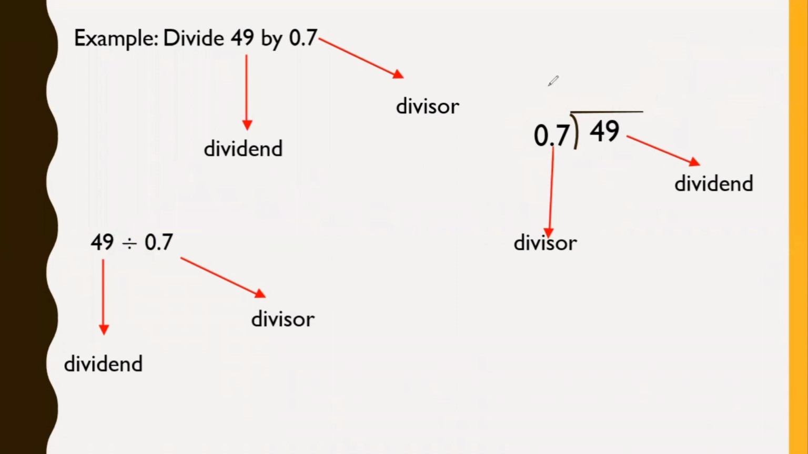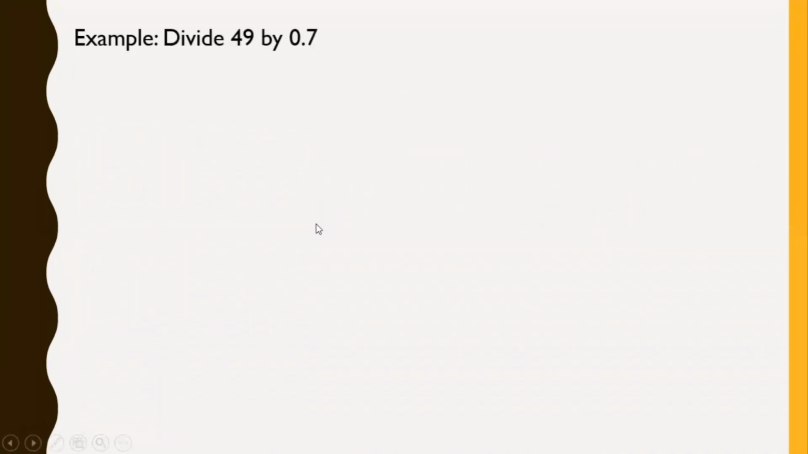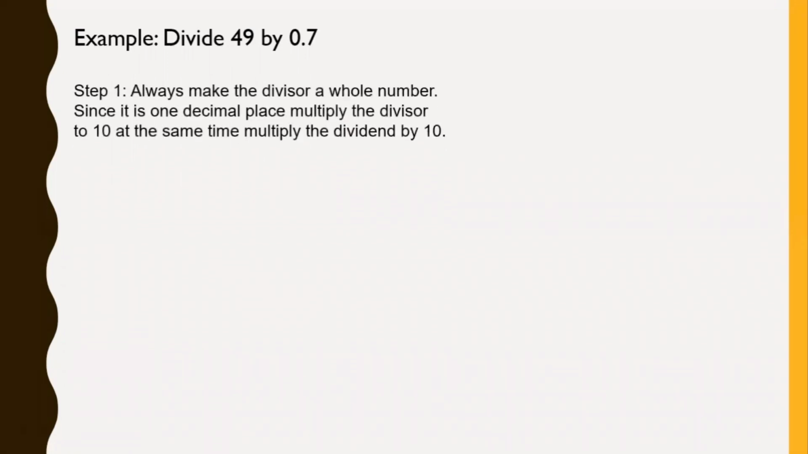Now let's proceed to an example. We have 49 divided by 7/10. Step 1: Always make the divisor a whole number. Since it is one decimal place, multiply the divisor by 10. At the same time, multiply the dividend by 10. So our divisor is 7/10, a one-place decimal number.